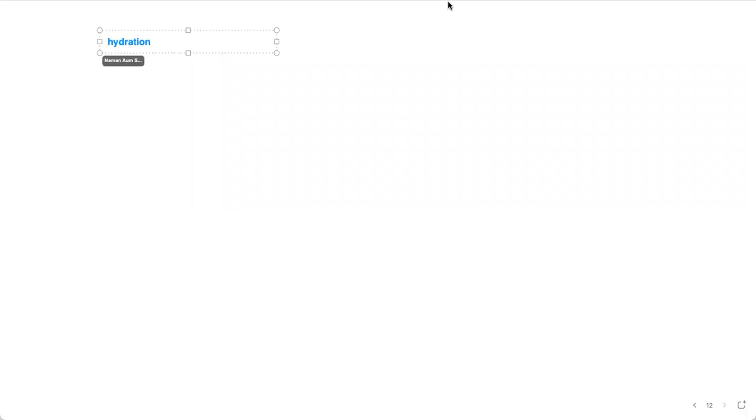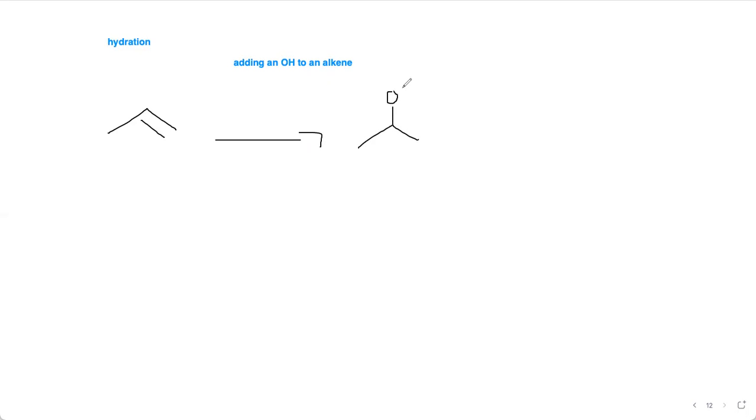So hydration is the idea where you're adding an alcohol, an OH, to an alkene. So, for example, if I have an alkene and I'm going to be adding an OH to it, this is hydration. So there are actually a few ways you can add an OH to an alkene. The one we're going to focus on in this video is hydration that goes through a carbocation. The reagent to do this is H3O+.